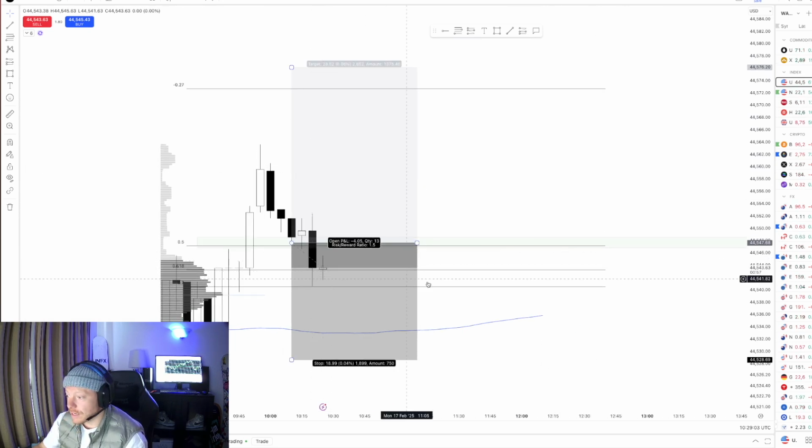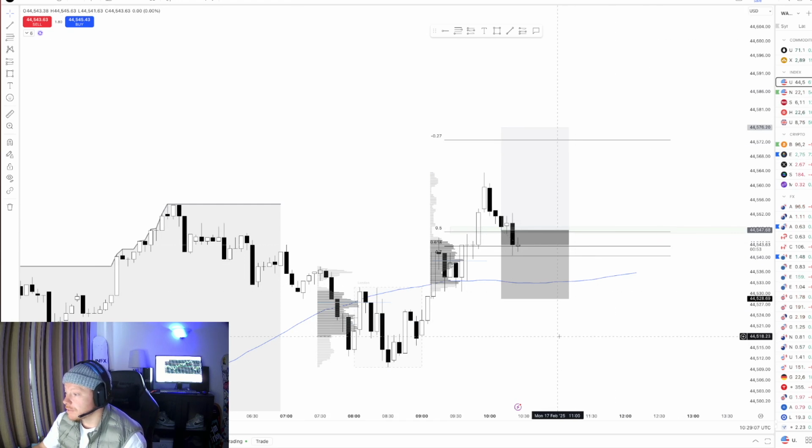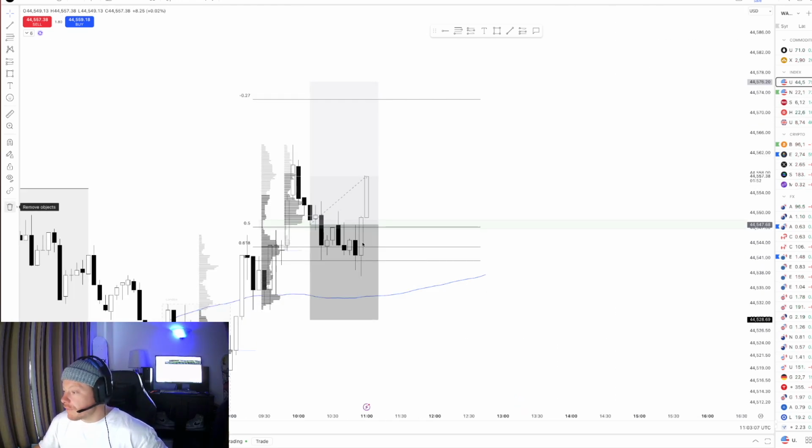Still about much the same, but we'll just have to wait and be patient and see if we can get our continuation to the upside today. Back in a bit. Alright, so it's been about half an hour or so, and we're now having a nice push up into some profit.